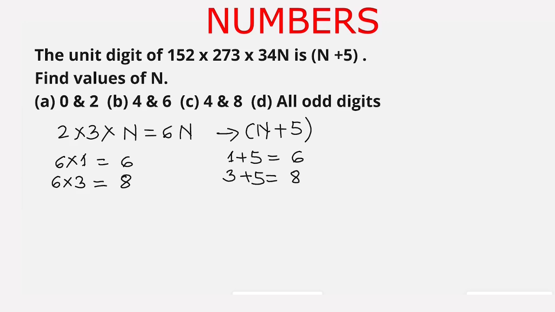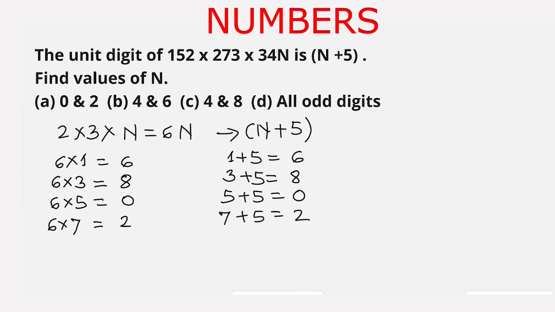If we put n equal to 5, then 6 multiplied by 5 is 30 and the ones place is 0. And 5 plus 5 is 10 and the ones place is 0. So it again matches. If we put the value of n equal to 7, then 6 multiplied by 7 is 42 and 2 is the ones place digit. And n plus 5 gives 7 plus 5 is 12, and the ones place digit is 2. So it matches.